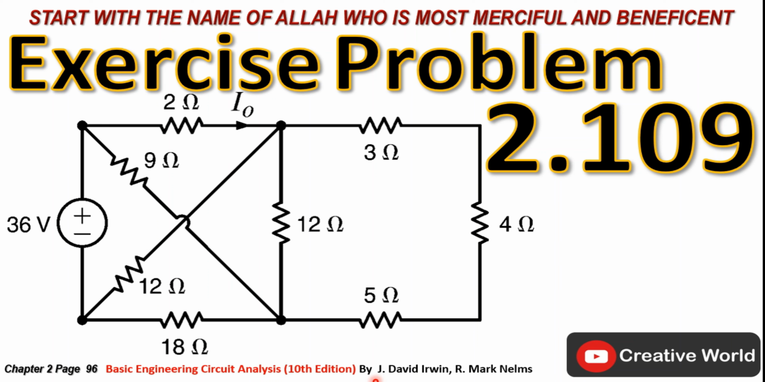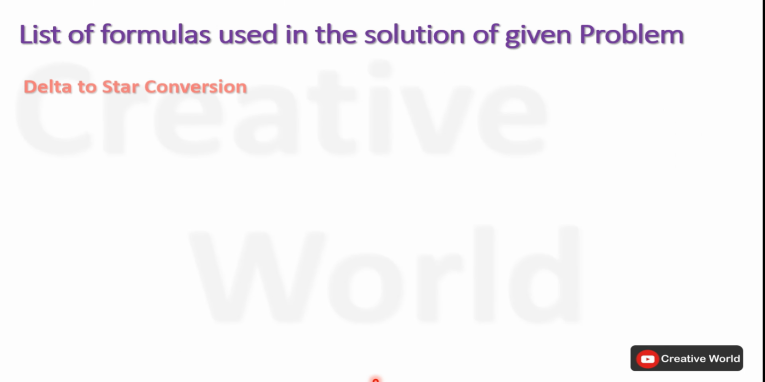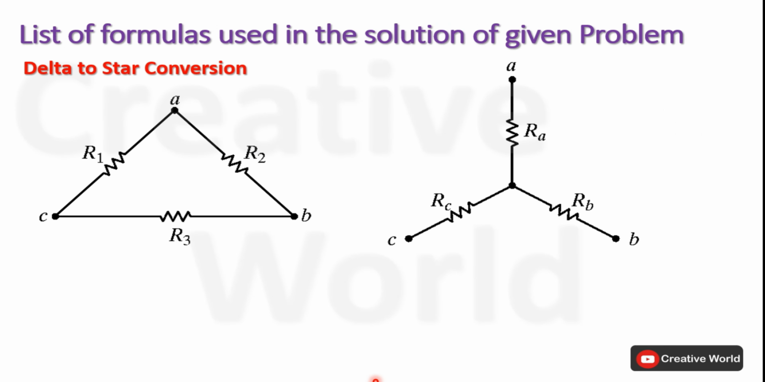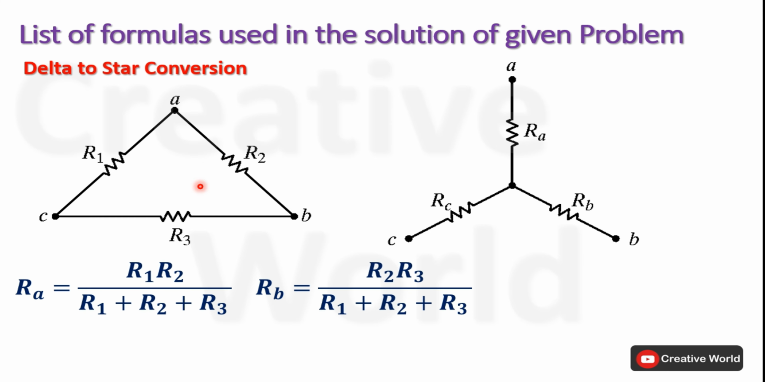Welcome to Creative World. In this video, we will solve Chapter 2 exercise problem number 2.109. While solving this problem, we will be using delta to star conversion. Here is the list of equations which are used to convert a delta connection into an equivalent star connection.